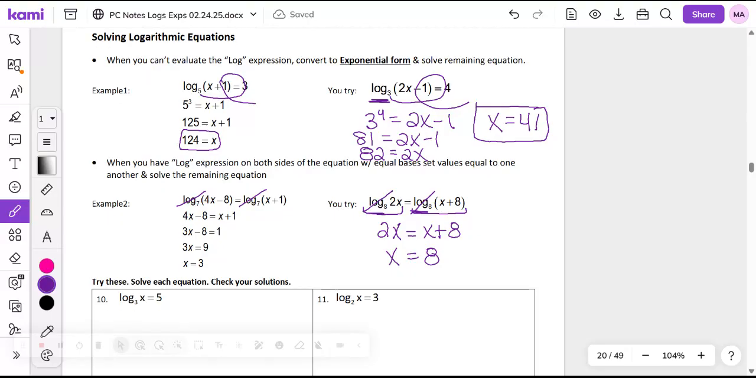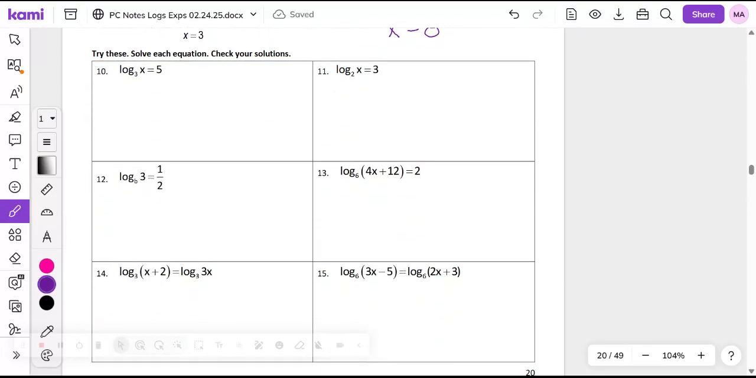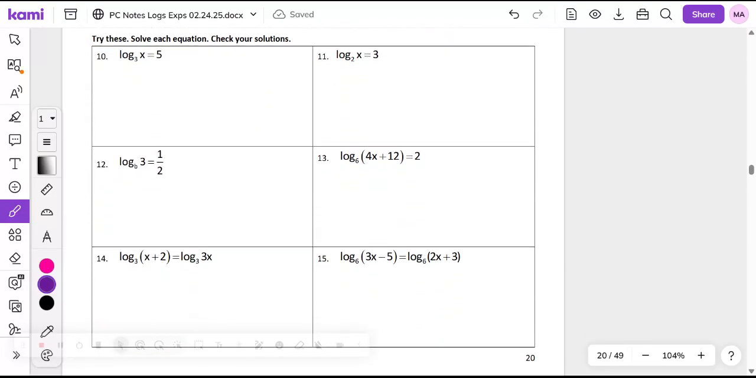Okay, so go ahead and look at these next 3 problems. And I want you to think about which kind it is and go ahead and solve them. Stop the video, use the examples from up above, and let's see how you do.